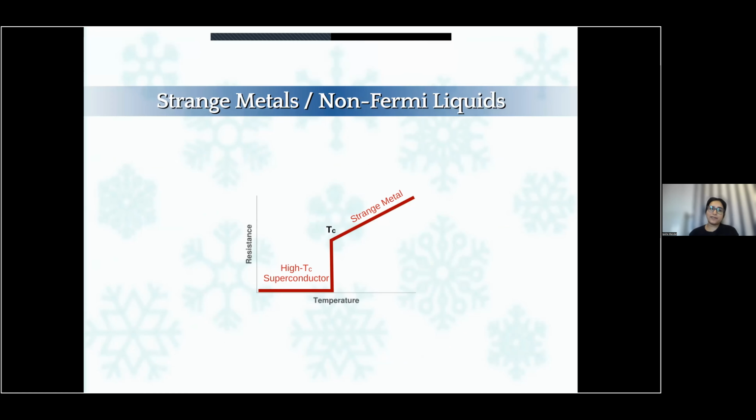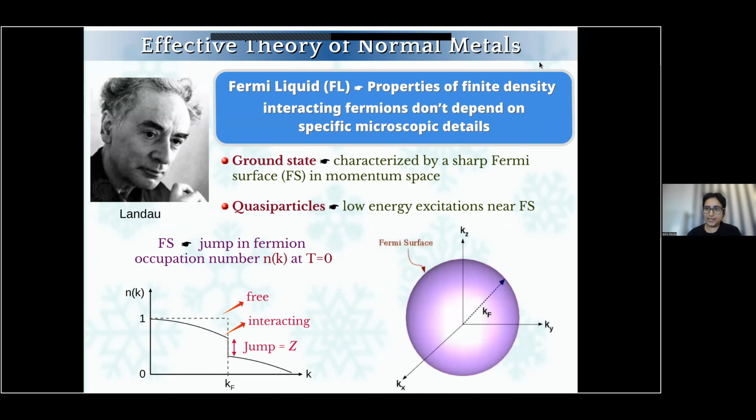Now here I will focus on the systems which are called strange metals or non-Fermi liquids. And this metallic regime typically appears in materials which show high Tc superconductivity. Now, to understand these non-Fermi liquids, let us review the theory of normal metals. Now, the effective theory of normal metals is given by Landau's Fermi liquid theory.